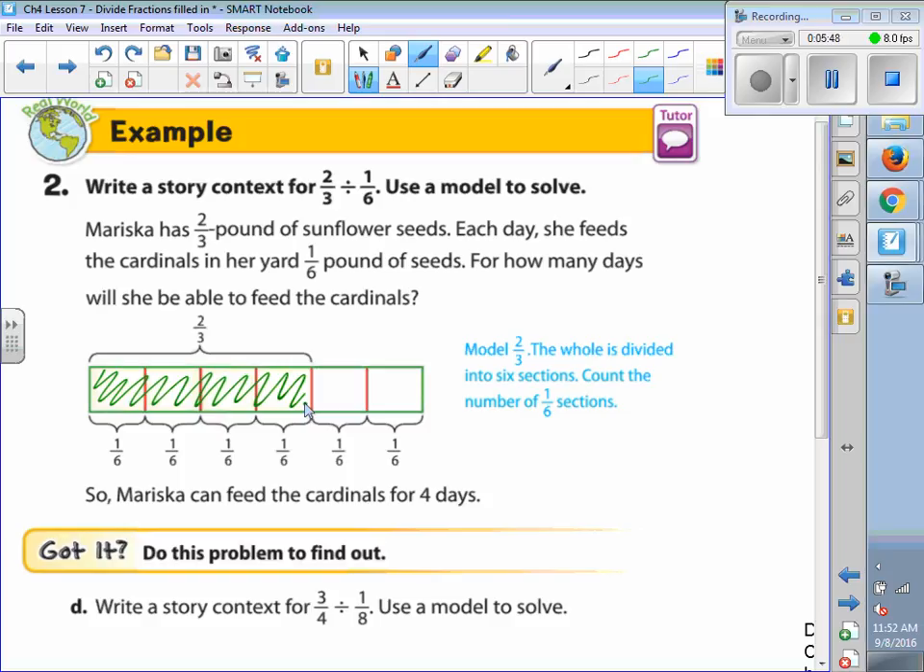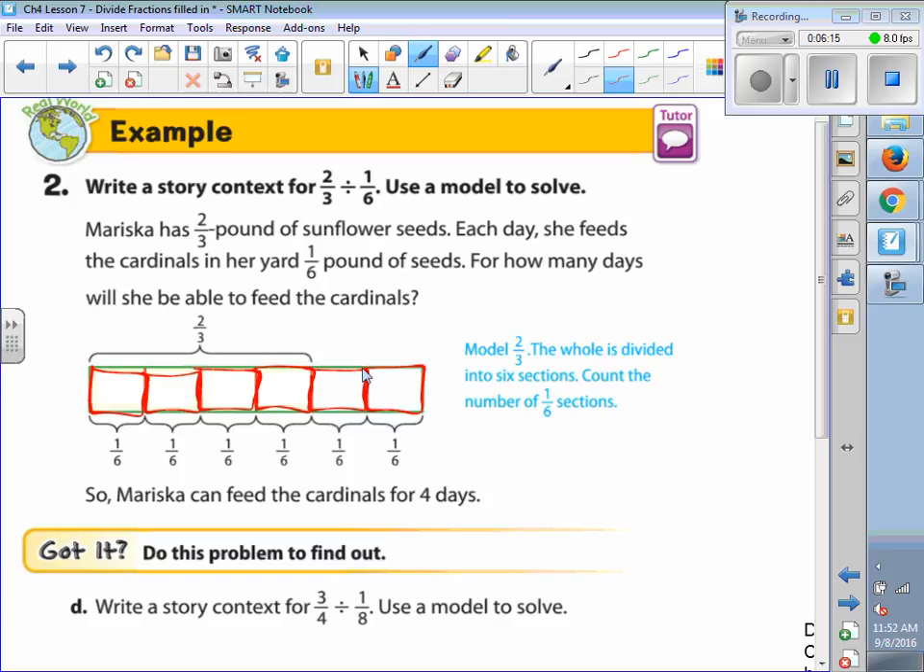Every day she is going to feed the birds 1/6 pounds of the seed. So again, here now we have to divide into 6. There's 1/6, 2/6, 3/6, 4/6, 5/6, 6/6. How many does she feed the birds every day?